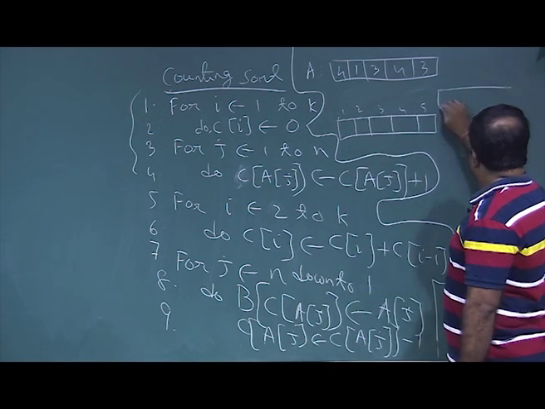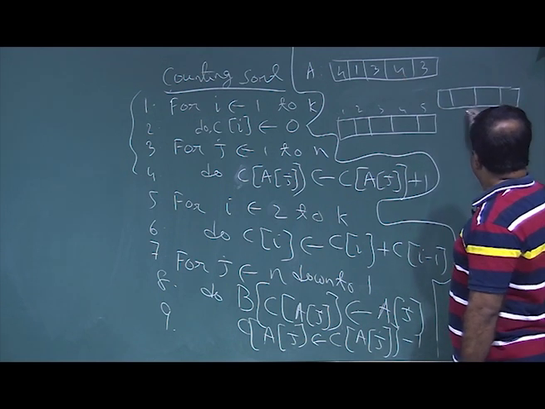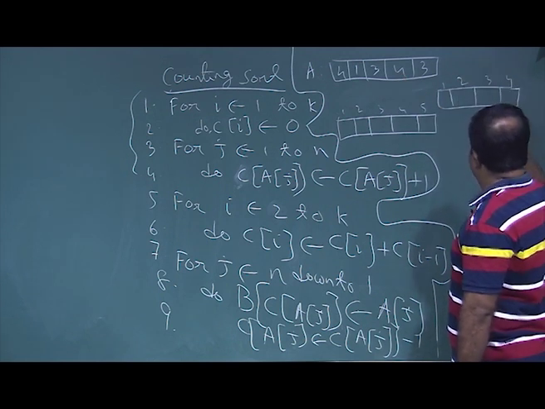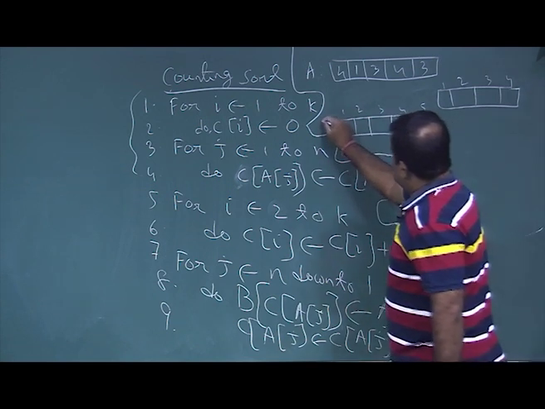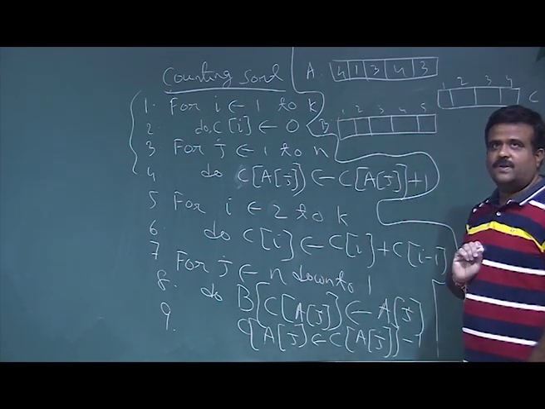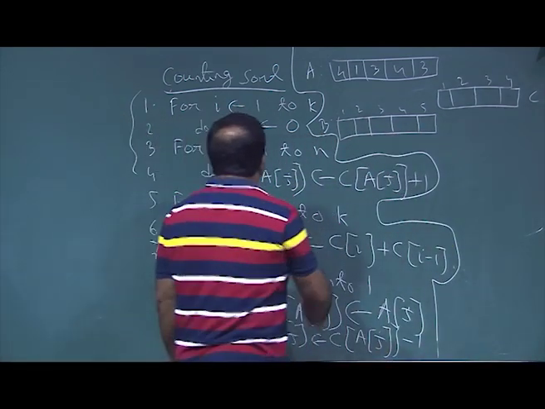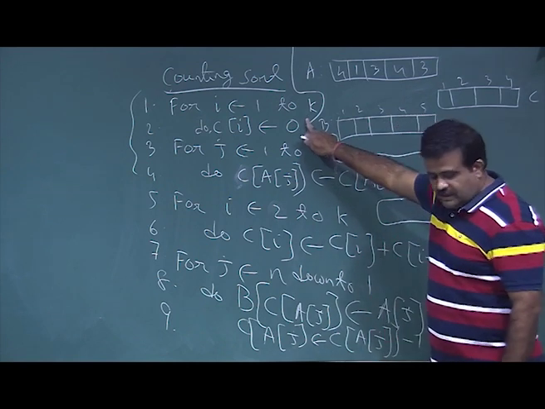Now, we have a C array. The maximum k is 4, so C is 1, 2, 3, 4. So, this is the B array and this is the C array. Okay. So, now we just execute this code. This is the initialization step.